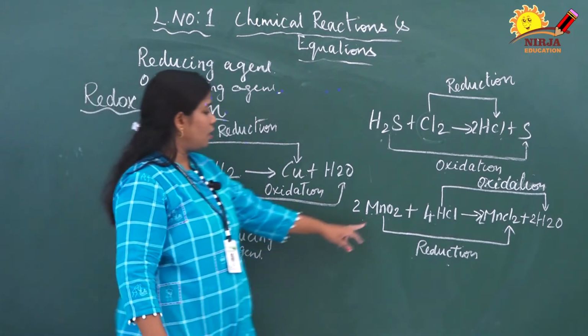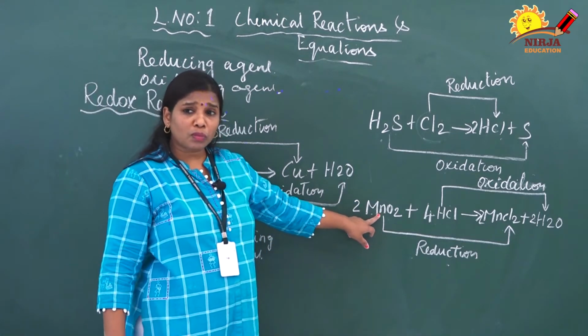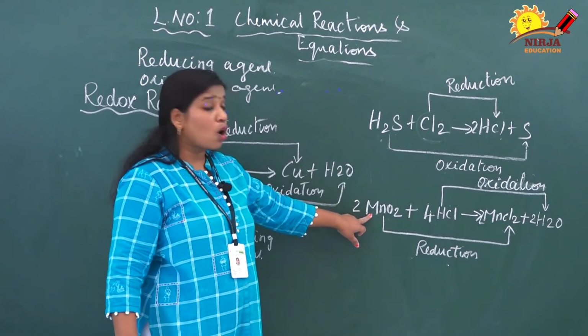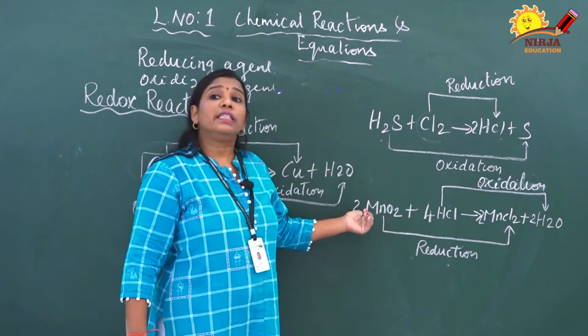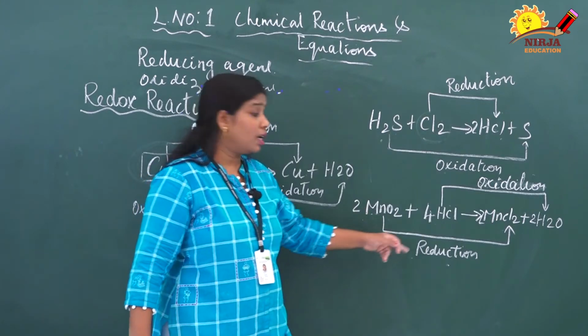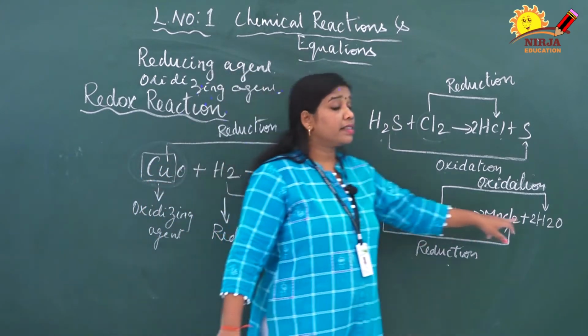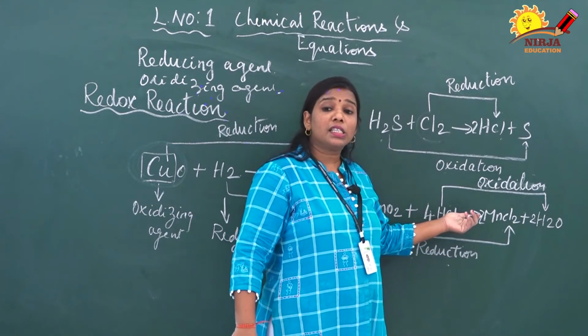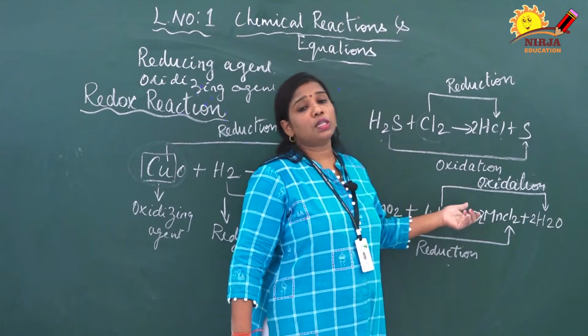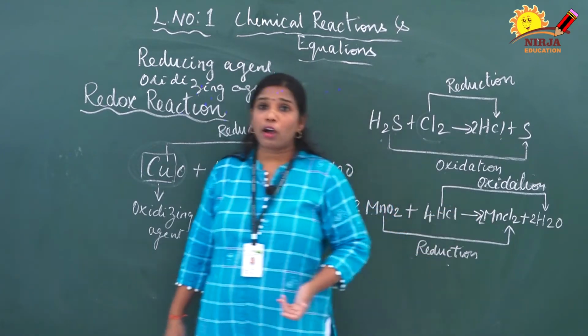Here you see, children, manganese dioxide is there. What will happen to this manganese dioxide? It gets reduced into manganese chloride. Yes, it is an oxidizing agent. Here the hydrogen is adding oxygen, so it is oxidized. Here this HCl is a reducing agent. Right? I hope you have understood.